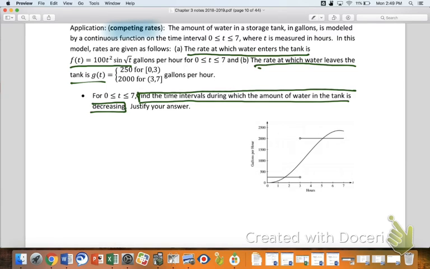Are you guys okay if we just name it? What would you guys say? What would be a good letter to name this function? W of t for amount of water? Okay, I'm fine with that. So what if I said W of t equals the amount of water in the tank? W of t equals the amount of water. Still okay with that?